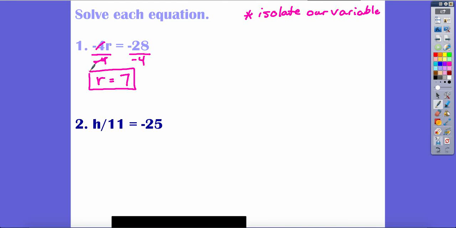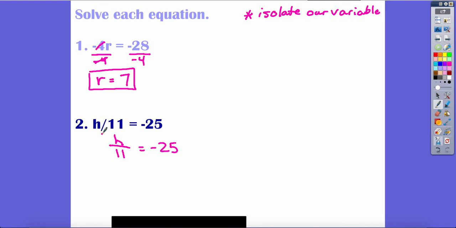Okay, for number 2, I'm just going to rewrite this quick. I don't like the way it's sitting there for me. This one is saying what number divided by 11 would equal -25? So again, I'm looking at h and I want to isolate my variable. I want to get it by itself, but right now it's being divided by 11. So I need to think about how I can make that divided by 11 term actually be a 1, because I know that h divided by 1 is just h, and that's what I want.